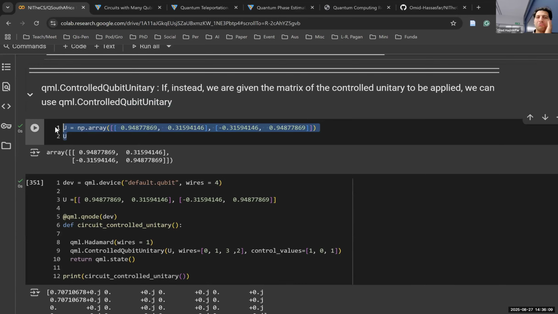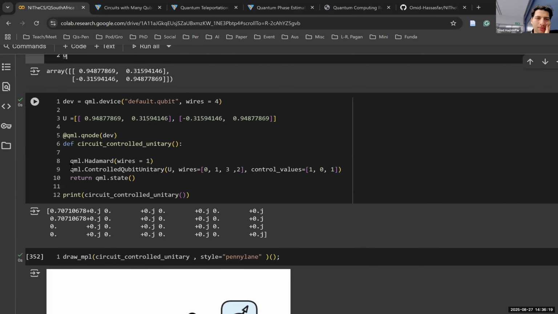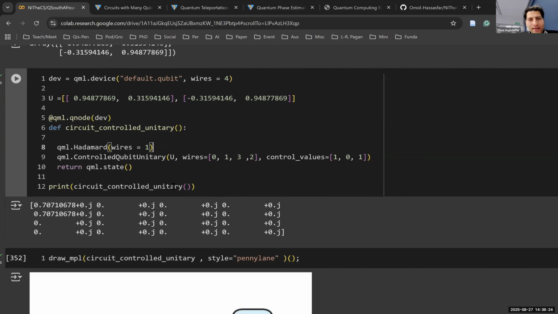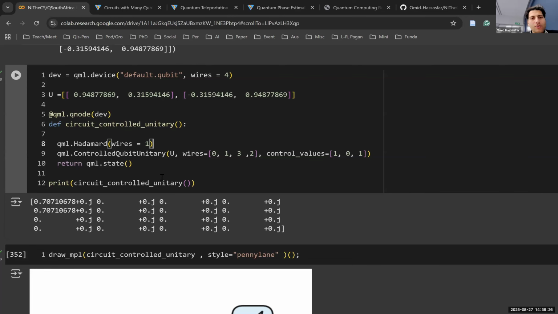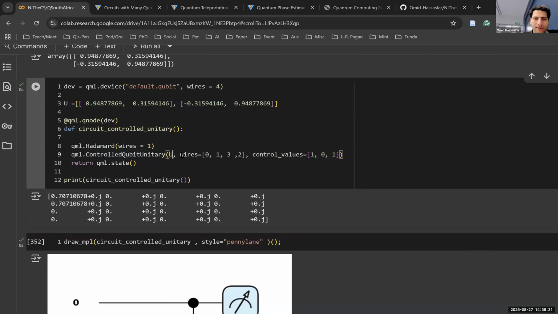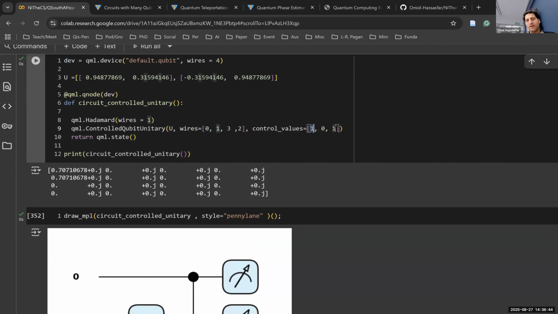So I define U, it's just a normal unitary matrix. I just wanted to show you what U is. And here I just apply a Hadamard to qubit number 1. I have 4 qubits. And then controlled qubit unitary, where U is my operator. And these are the wires 0, 1, 3, 2. You will see it was 0, 1, 2, 3 by default, but I changed 2 and 3 just to show you something. And also the control values are 1, 0, 1.